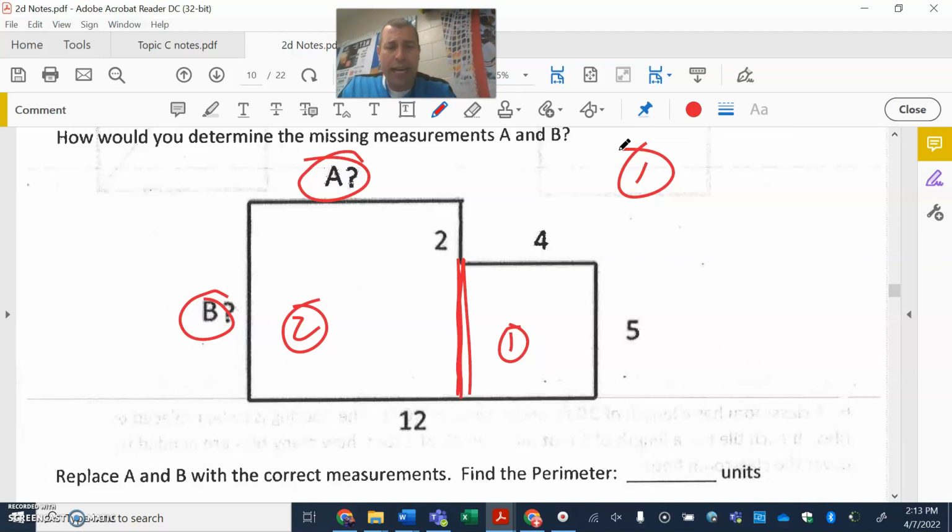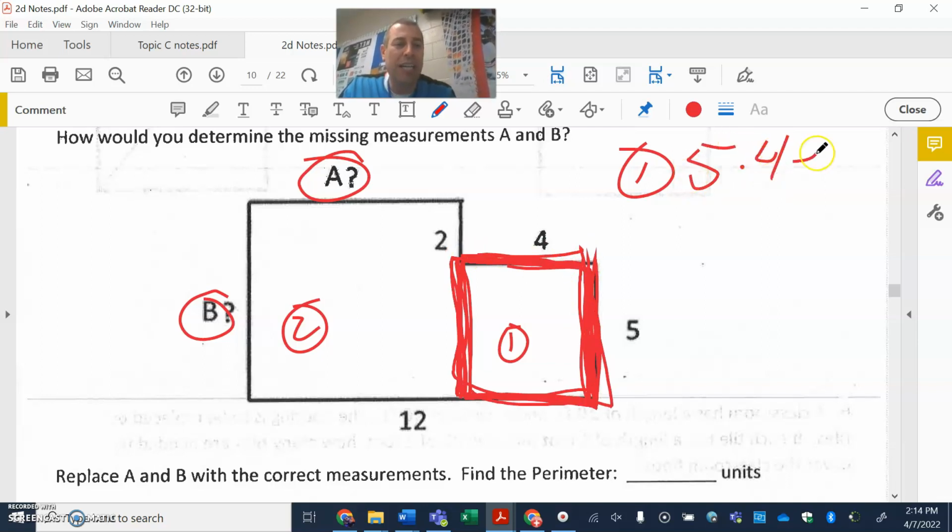In shape 1, I can see it's a rectangle. How tall is it? I really like to outline the shape so it helps me out. I can see it's 5 tall. How wide is it? I can see it's 4 wide. So 5 times 4. Hey, that's a 20. We're good to go so far.